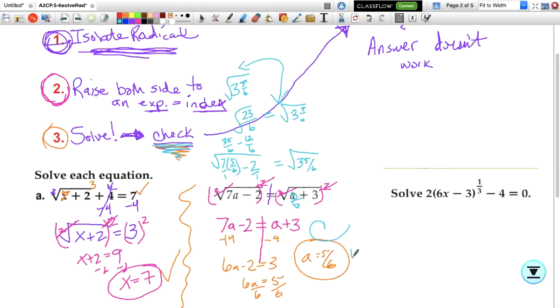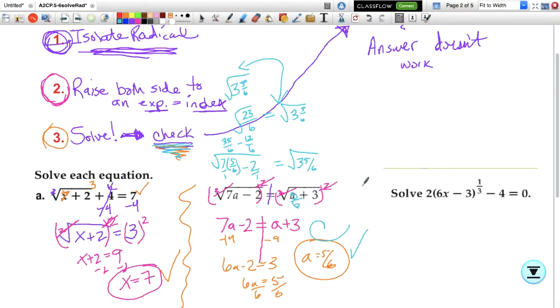I've checked it. Again, I understand you don't love that idea, but it's better than getting the problem wrong when it could end up being an extraneous solution, meaning that it doesn't work. It would create an impossible situation.